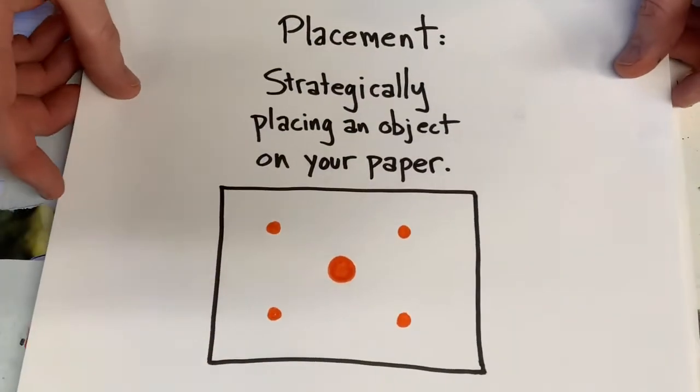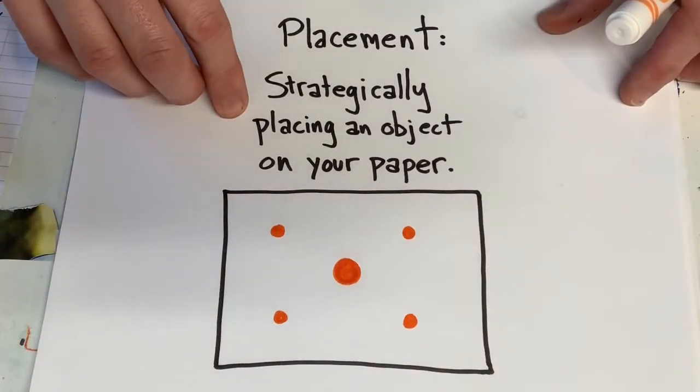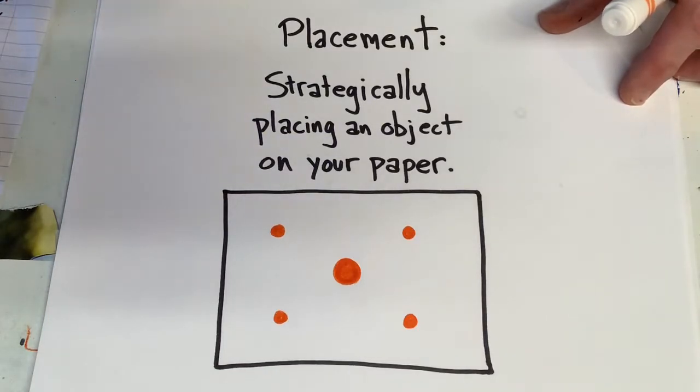The third way that you can create a focal point on your painting or drawing is by placement. And that just means strategically placing an object on your paper. Strategically just means that you're thinking ahead and you're doing it on purpose.